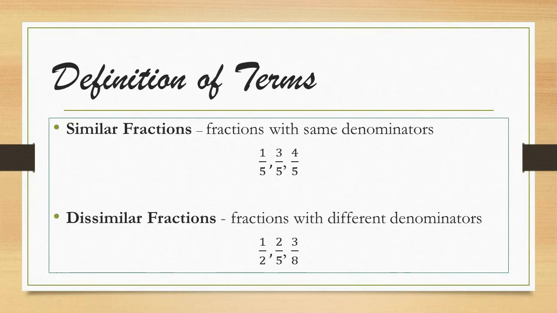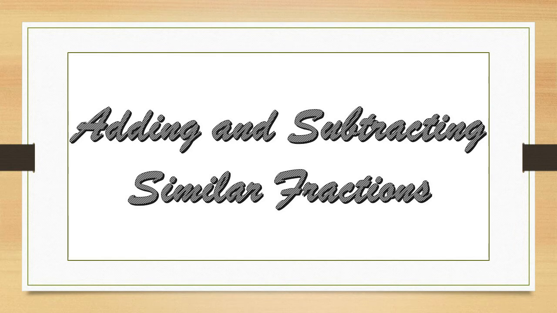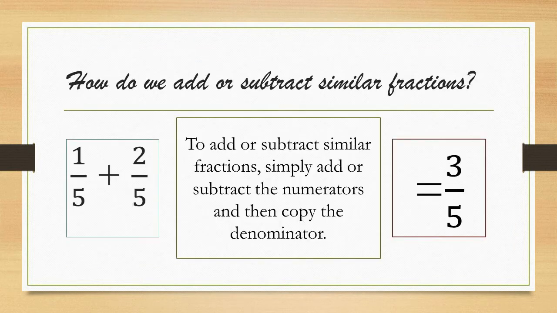Similar fractions are fractions with the same denominators. For example, 1/5, 3/5, and 4/5. Dissimilar fractions are fractions with different denominators. For example, 1/2, 2/5, and 3/8. After knowing the terms, let us proceed to performing the operations.